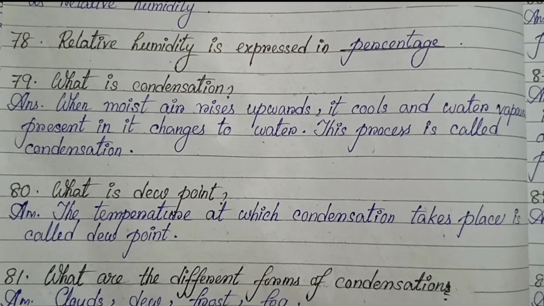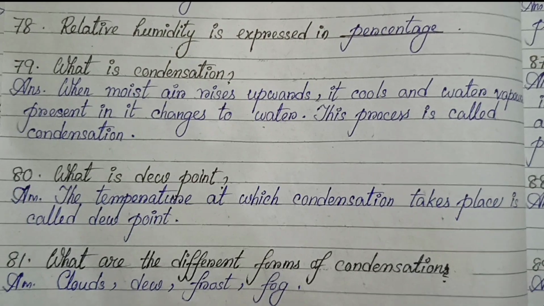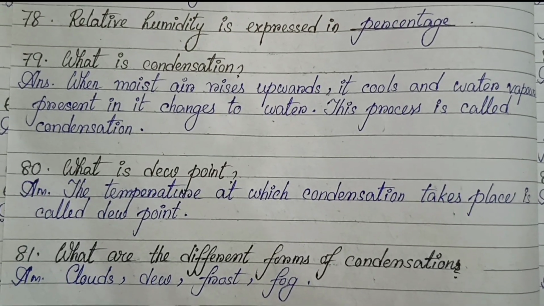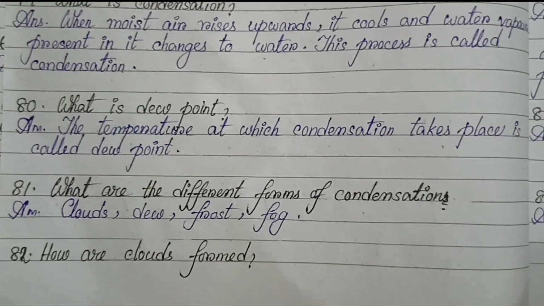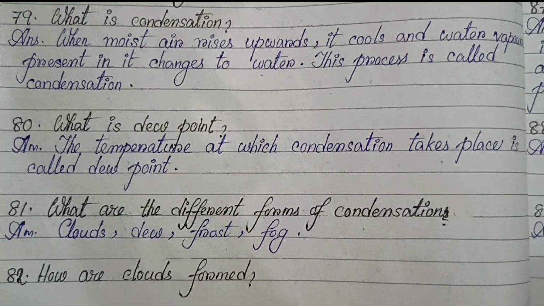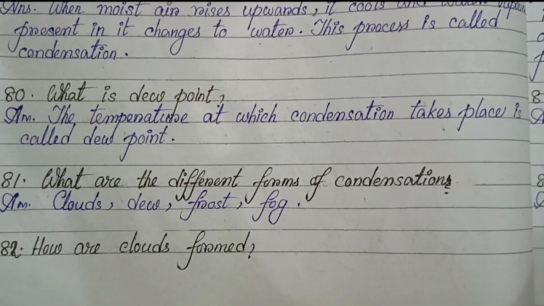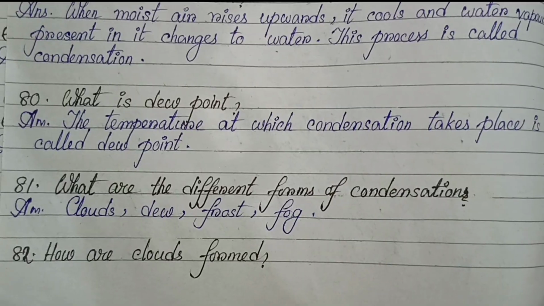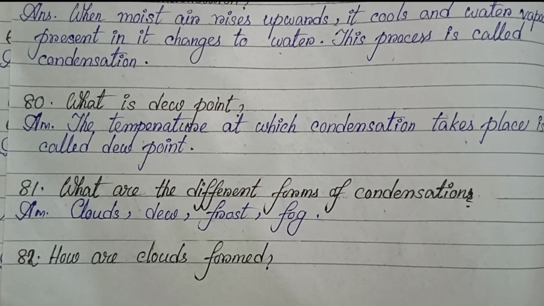79. What is condensation? When moist air rises upwards, it cools and water vapor present in it changes to water. This process is called condensation. 80. What is dew point? The temperature at which condensation takes place is called dew point. 81. What are the different forms of condensation? Clouds, dew, frost, fog.